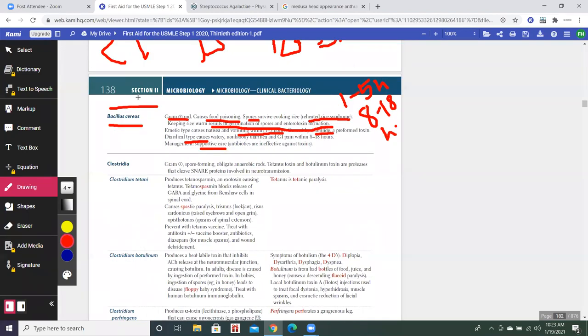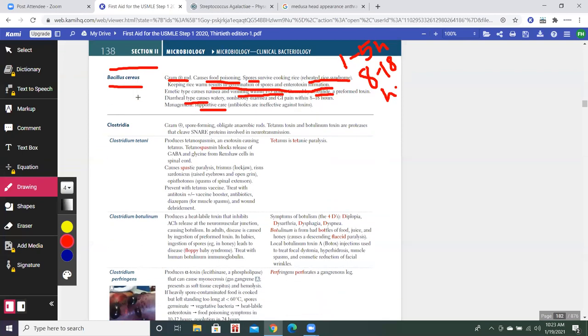In food poisoning, do we give antibiotics? We usually do not give antibiotics because they're self-limiting. But if it's an immunocompromised patient and it's not getting well by itself, then we prescribe antibiotics. Okay, are we clear?